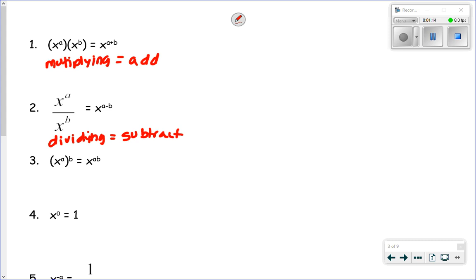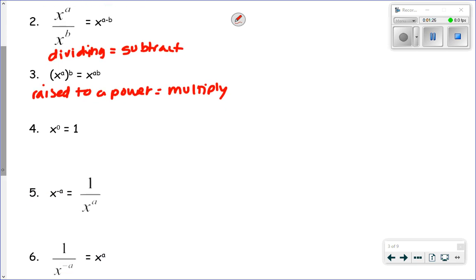Okay, the next one, raised to a power equals multiply. The next one, anything to the power of 0 equals 1. So literally any number, any variable to the power of 0 is going to equal 1.